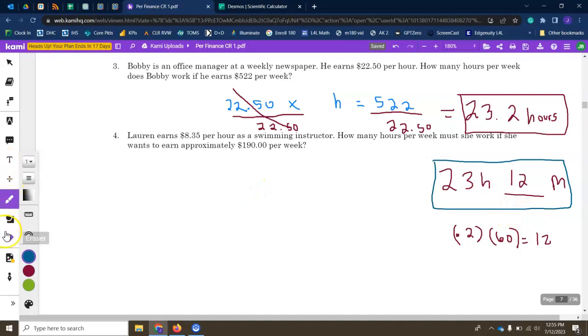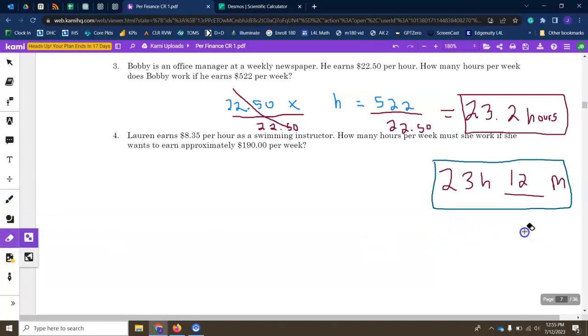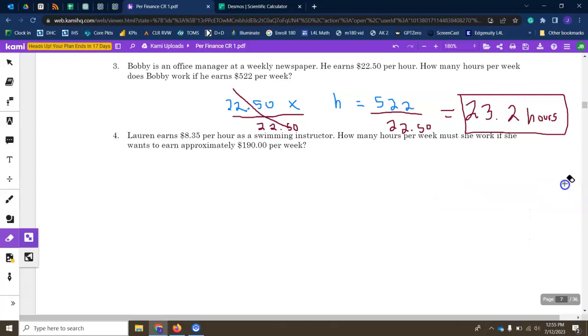Now, I did do a lot right there, so I'm going to erase some of this information. If you need it still, just pause the video and write down what you need, and we'll move on to the next problem. Lauren earns $8.35 per hour as a swimming instructor. How many hours per week must she work if she wants to earn approximately $190 per week?